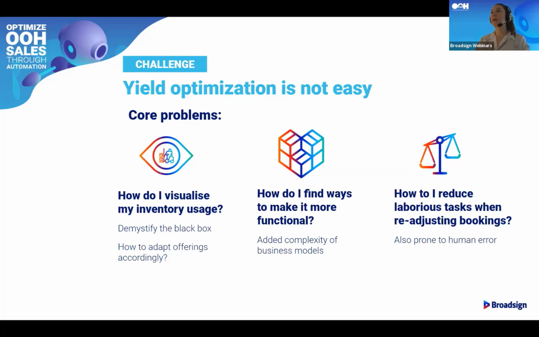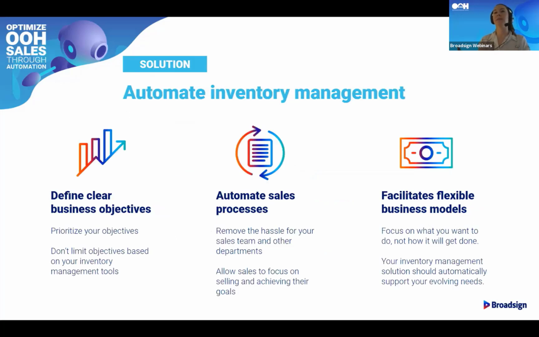Now, what kind of solutions can you look into? Well, automating inventory management is where it's going to make a lot of sense. Firstly, it allows you to define and redefine clear objectives. What do you want to achieve? Especially with this current situation, and I'm sure it led you to redefine your objectives for 2020 and even beyond. So you really need to prioritize and reprioritize your objectives according to your market, competitive landscape, and current situation.